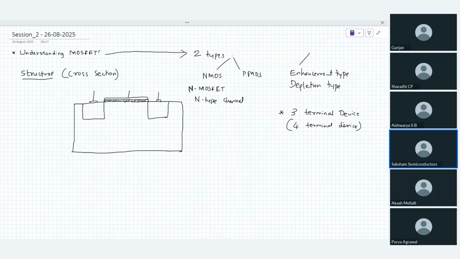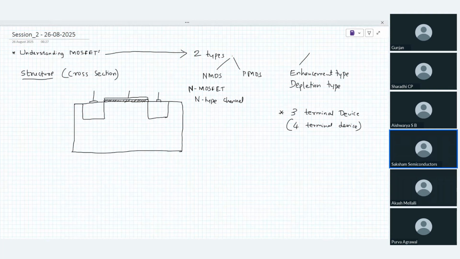Maybe the students in their fifth, sixth or seventh semester, if they have done some laboratory experiments, would have seen that the fourth terminal would be connected to either VDD or power supply, or to ground. Now the question is why, that also we'll try to understand. So what are those three, or basically the four terminals?